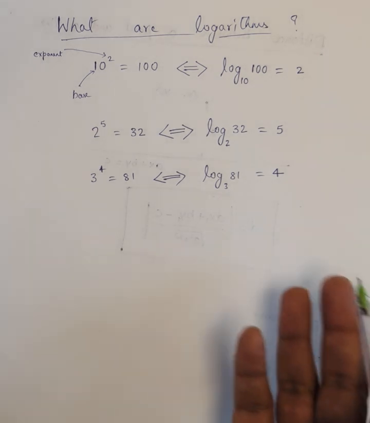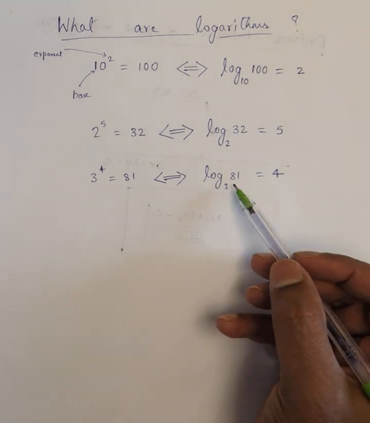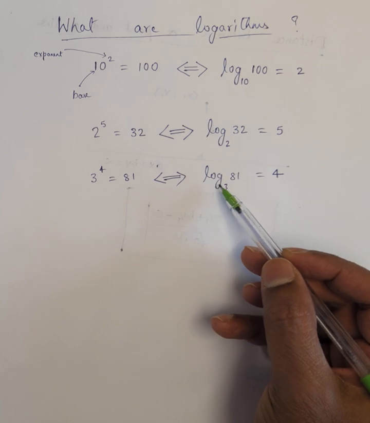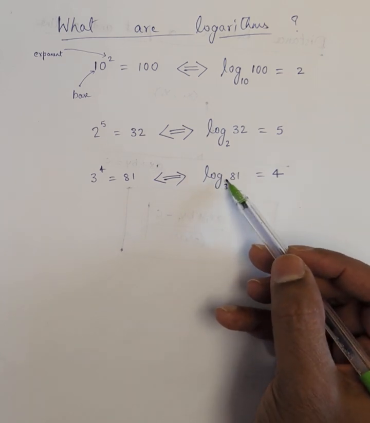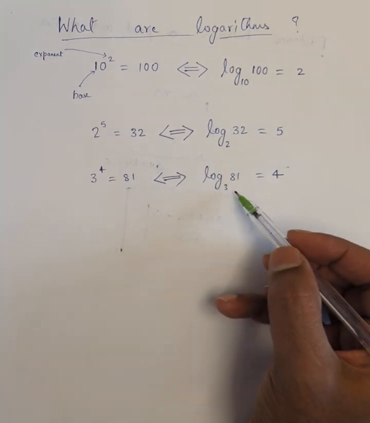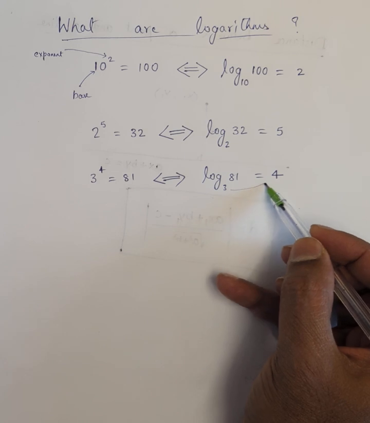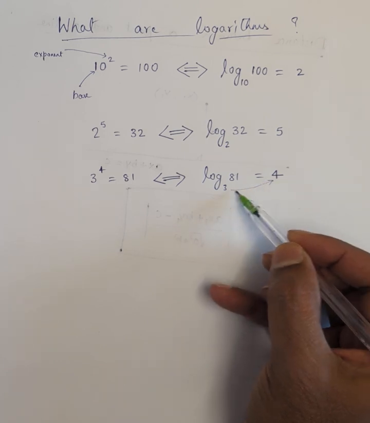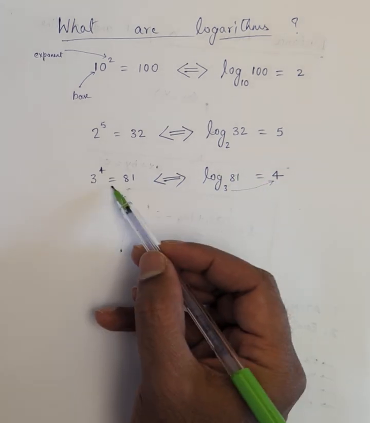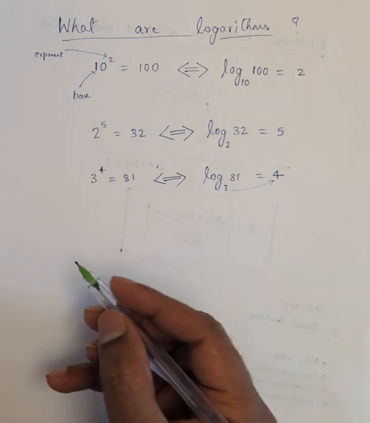Now let's go in the reverse direction. What would I do if I was given this equation and I want to write in this form? I would be taking this base 3 and I would raise it to this exponent 4, and that would be my answer. So that's how I'm getting 3 to the 4 equals 81.